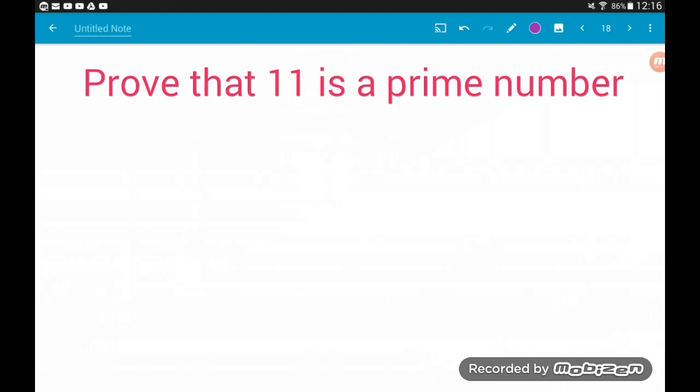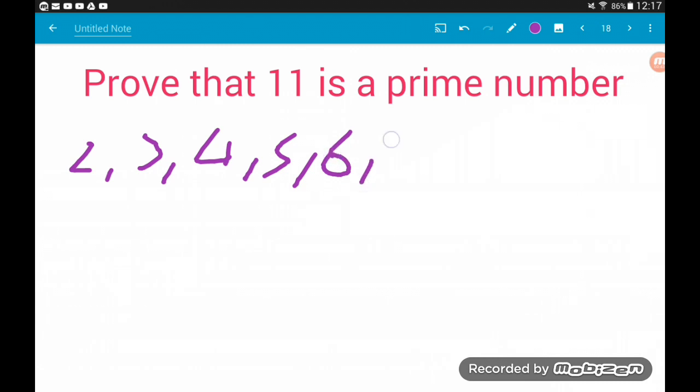So first up, remember the definition of a prime number. It means this number has no other factors than 1 and itself. So to prove this using exhaustion, we need to show that 11 has no other factors. Now, any potential factor has to be smaller than 11 and an integer. So the numbers that we need to test are 2, 3, 4, 5, 6, 7, 8, 9 and 10.